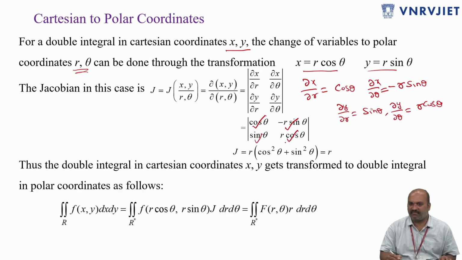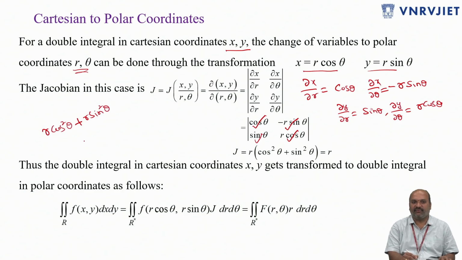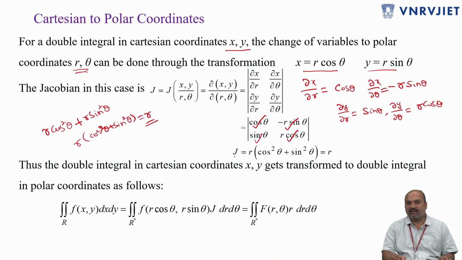Now we know the simple determinant: the determinant of a 2 by 2 matrix is AD minus BC, if A, B, C, D are the elements in the 2 by 2 matrix. AD is cos theta into r cos theta, that is r cos square theta, minus minus r sin theta into sin theta, minus into minus is plus r sin square theta. If you take r common, we have cos square theta plus sin square theta, and as we know cos square theta plus sin square theta is 1. That's why the Jacobian of x, y with respect to r and theta is r.